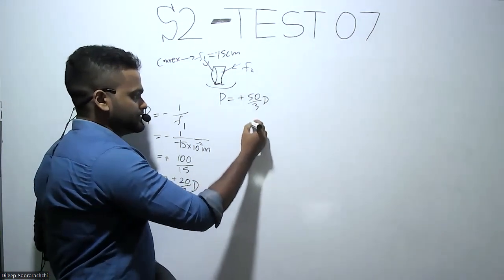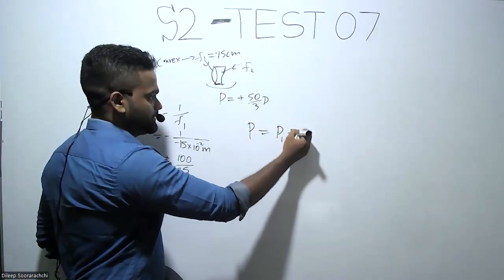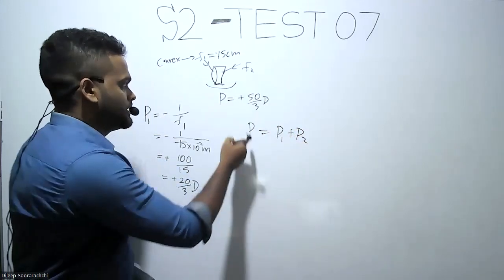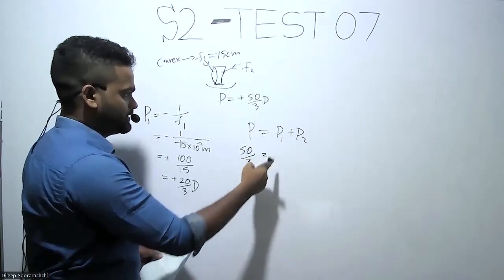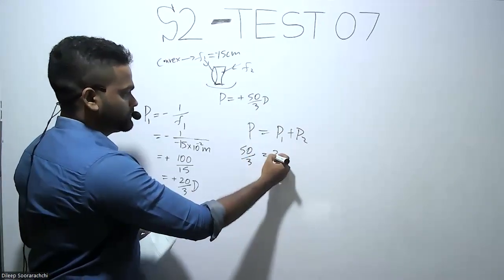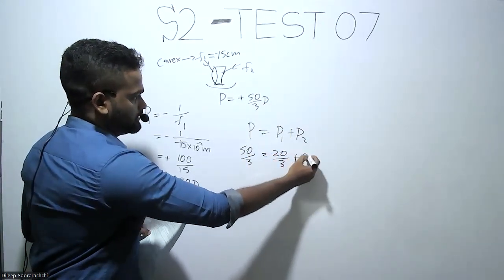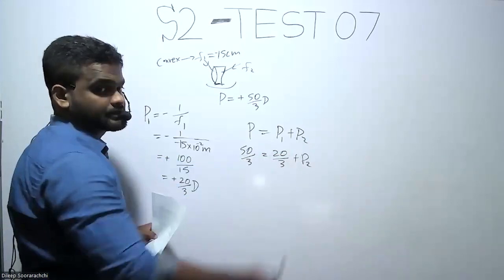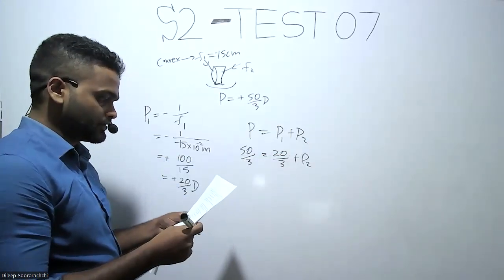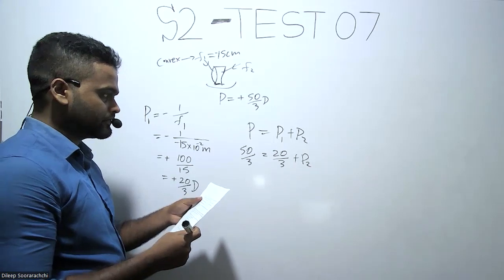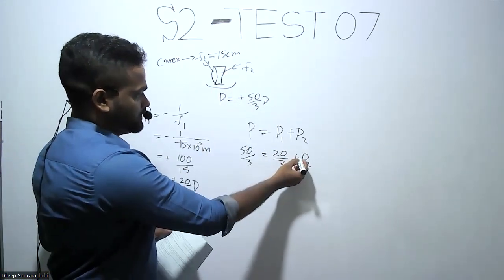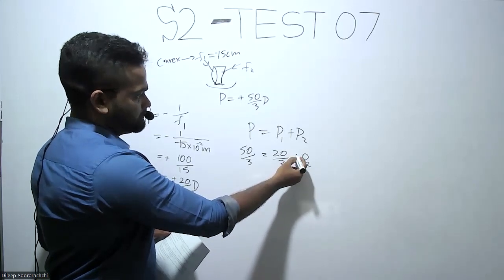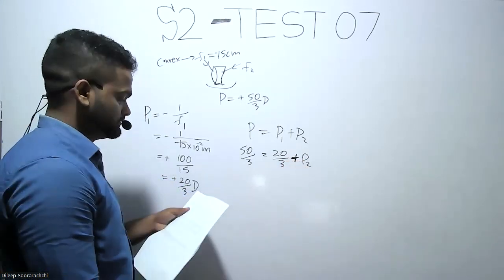Then I'll apply this equation, P equals P1 plus P2, to the compound. Compound power is given as 50/3. For the convex lens, power is 20/3. Then I can find the power of the other lens, that is the lens P. We still don't know what kind of lens that is. It can be a convex or a concave lens.